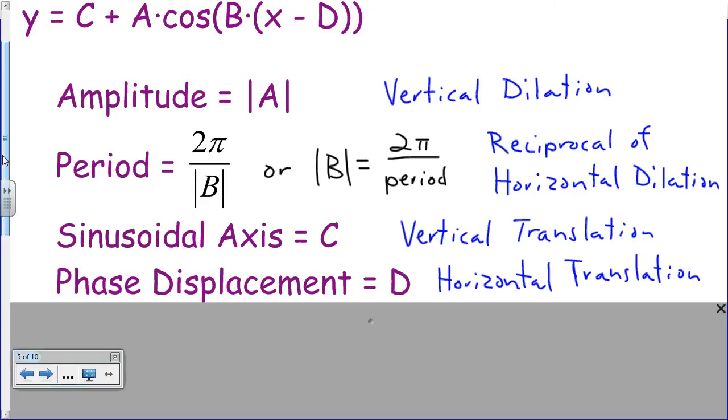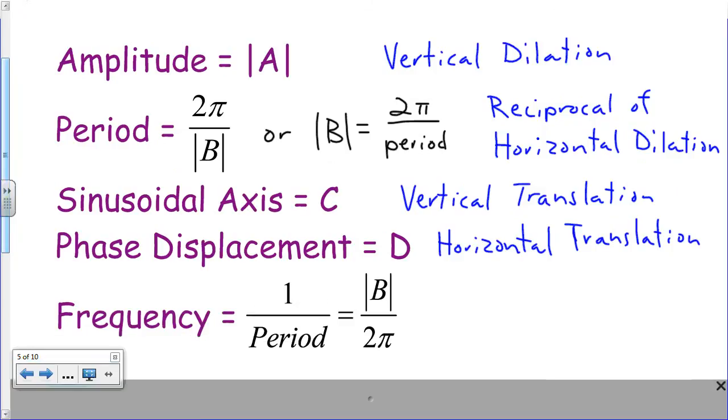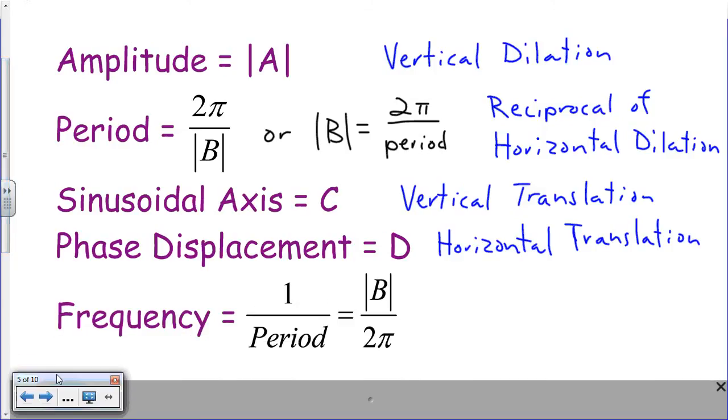So in blue there, what I've written down, those are, in terms of translations and dilations, what we're actually getting. But the terms that we use to describe this with a sinusoid are what we have written here: amplitude, period, sinusoidal axis, and phase displacement. All right, one last piece that we talk about with a sinusoid is the frequency. The relationship between the frequency and the period is that they are reciprocals of each other. So the frequency is 1 over the period.